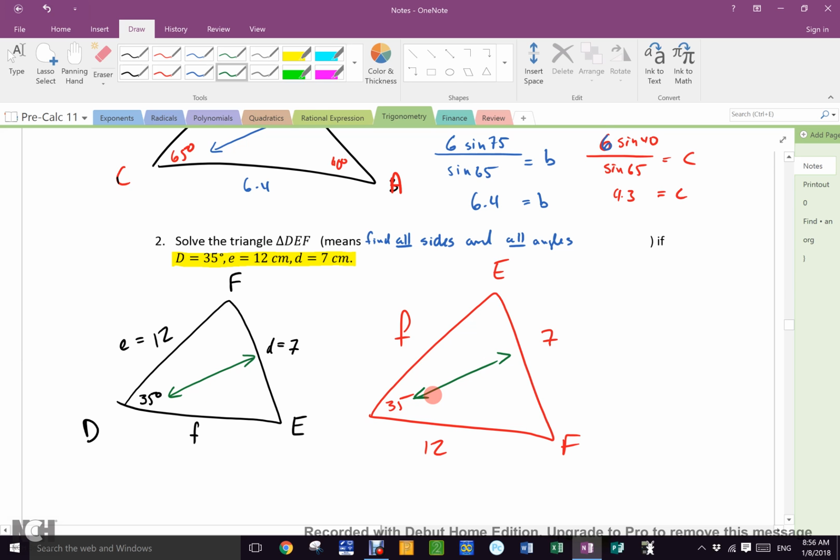Now, what do you notice right there? No matter which triangle you've drawn, what do you have? You have a pair, don't you? You have 7 over sine 35, correct? What else do you have? Well, you have 12 over sine E, don't you? Does everyone agree? In both triangles, I have 12 and sine E, yes? Why can I not do anything with F right now? Because you know nothing about F, do you? So I have to work with E.